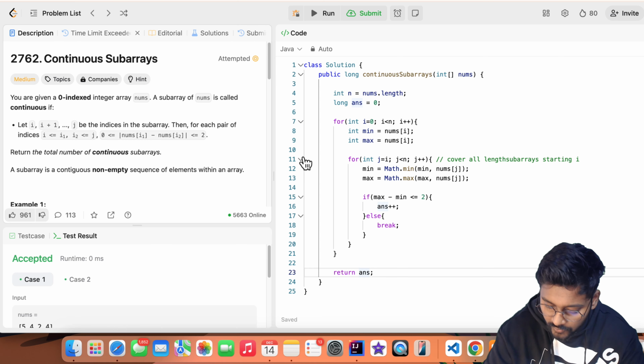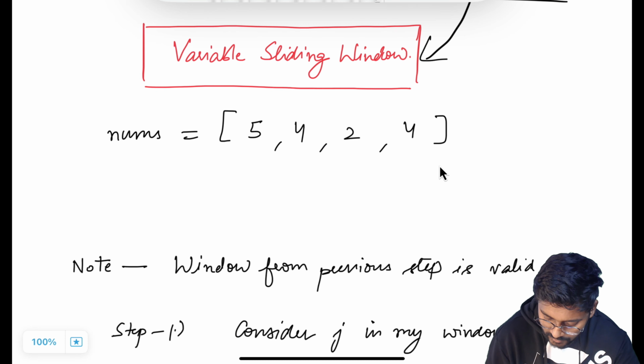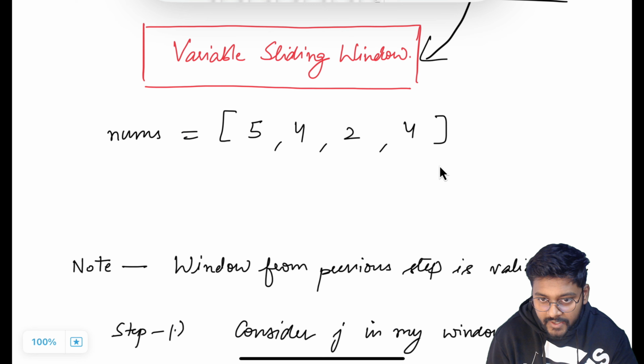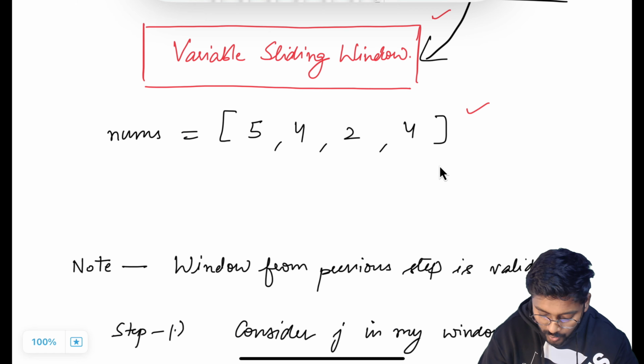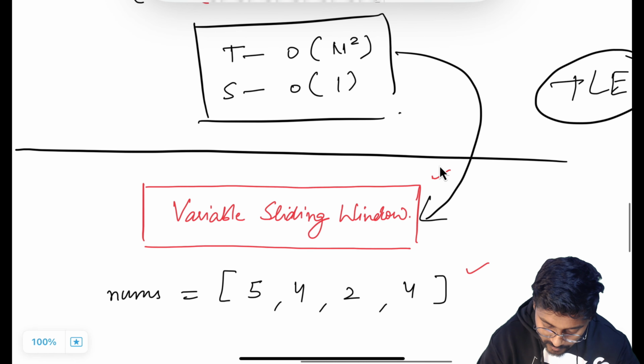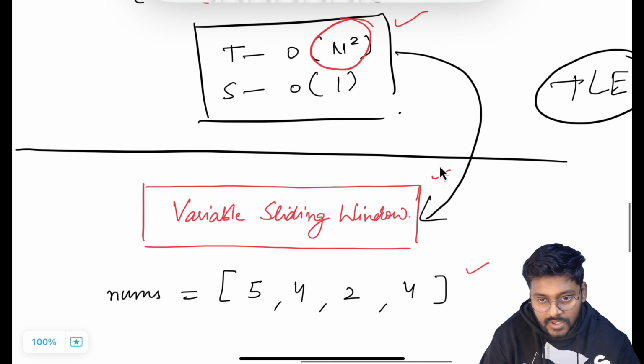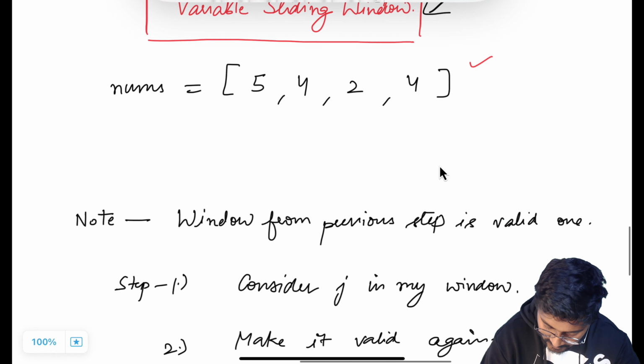So how can we improve it further? We are going to improve it further using the concept of variable sliding window. Let me show you how. We are taking the same example, 5, 4, 2, 4. This is my given nums array, and we are going to apply variable sliding window on this question. Why? Because our previous approach of n-square time is not passing all the test cases.